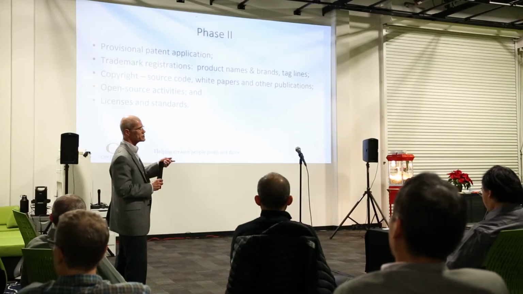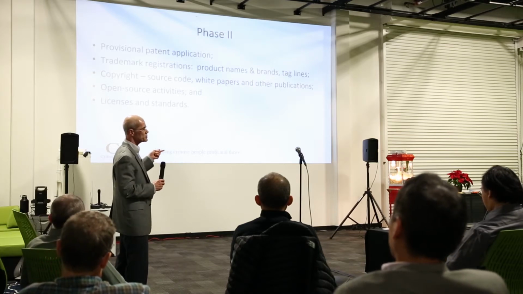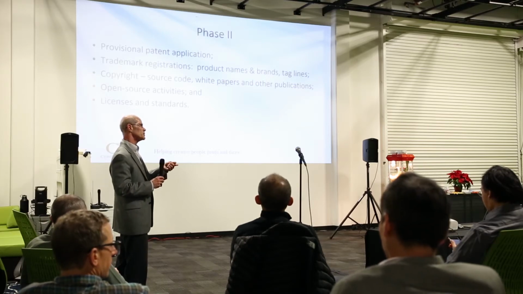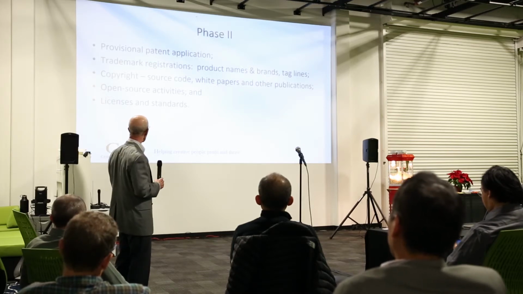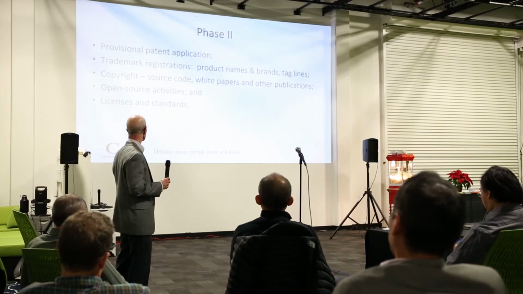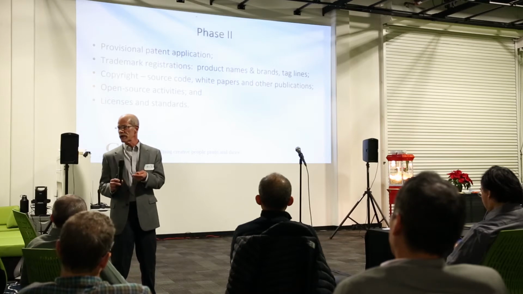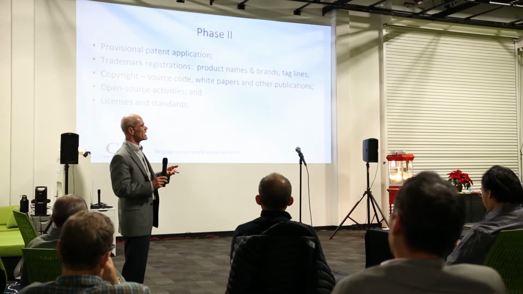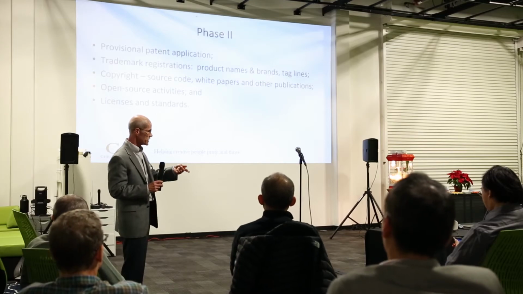And then also at this phase, you might be considering trademark registrations, but now you're going to be more product focused. So you might be thinking of trademark registrations for product names and brands and taglines and that sort of thing. Copyright might come into play here, because you might want to register the copyright on your source code, on white papers and other publications that you've prepared. Open source activities may be important. If you decide that you're going to incorporate open source technology with proprietary technology, it's very important to select the proper open source license under which you take that open source code, open source technology.